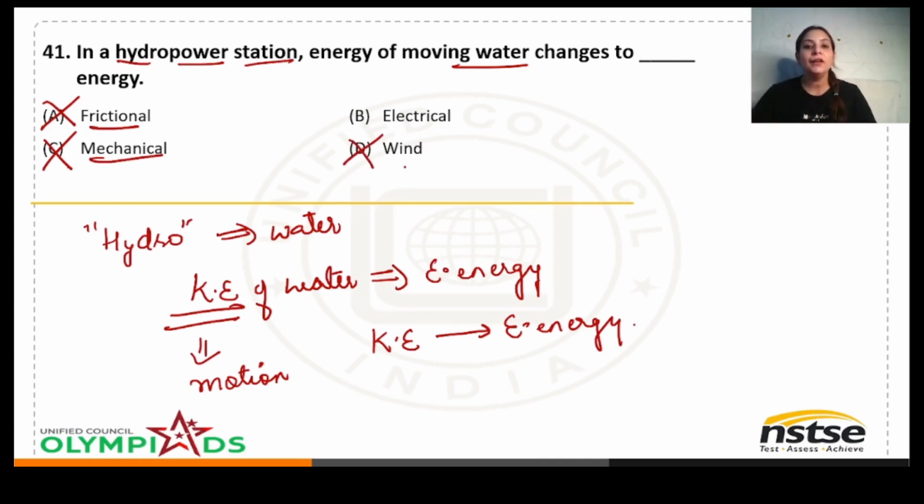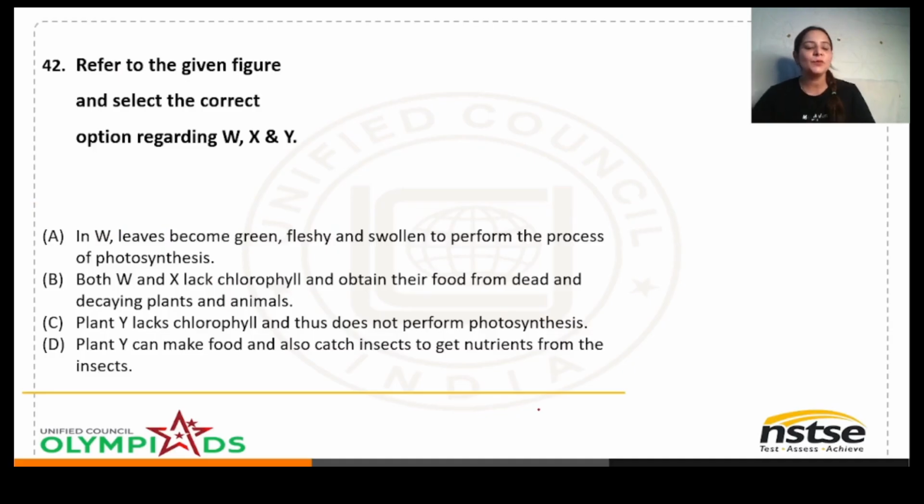So it is not wind also, because what does wind mean? Wind means moving air. So in a hydropower station you don't get wind. Wind occurs naturally. So definitely the answer is option B. Answer is option B. Next question.